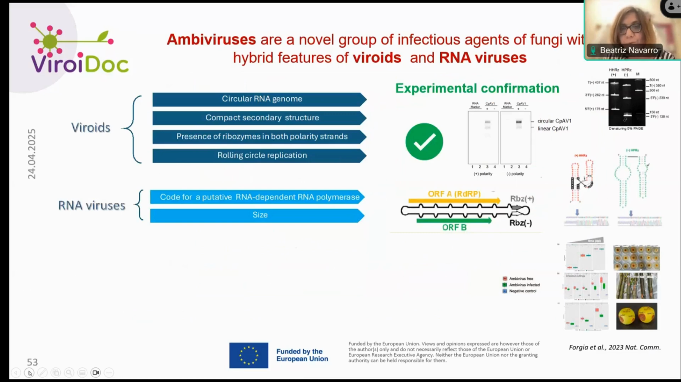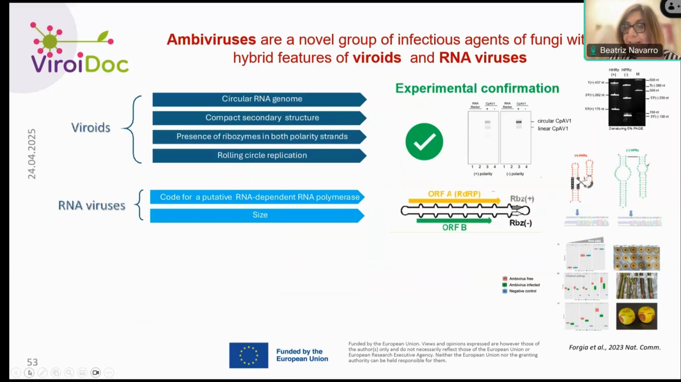So we confirmed the circularity using the methodology that we already applied to viroids, because we know that circular and linear forms can be separated in denaturing conditions. Whereas in non-denaturing conditions you have a single band, in northern blot hybridization in gels in denaturing conditions, circular and linear forms can be separated. So we demonstrate that circular forms of both polarity strands accumulate in the infected fungus. This is the hallmark of a rolling circle replication.